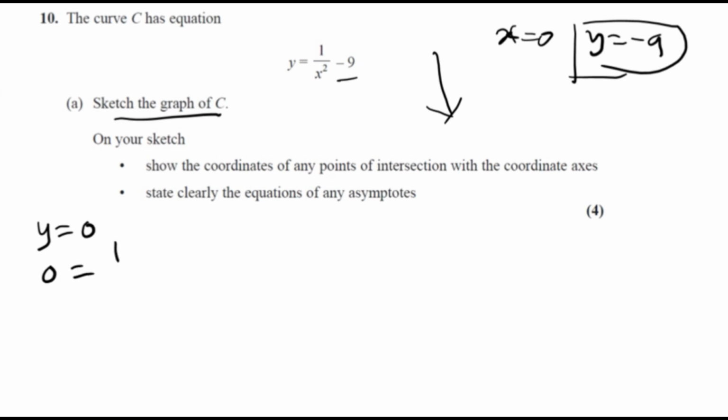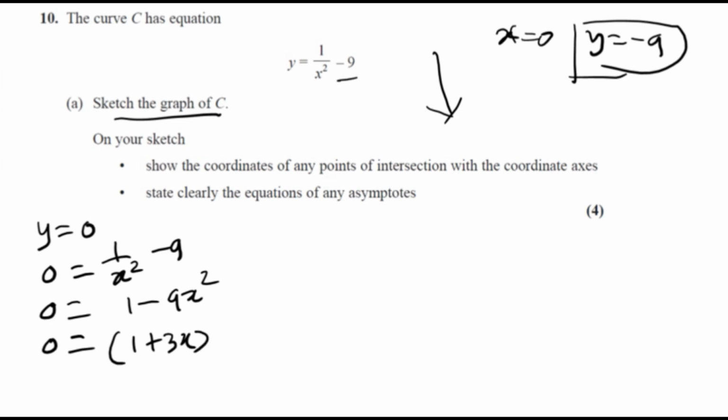So 0 is equal to 1 over x squared minus 9. I am taking an LCM. So 1 minus 9x squared. So 1 plus 3x. This is a difference of two squares we are using here to factorize to find the value of x. So x is equal to 1 over 3 and x is equal to minus 1 over 3. So we are getting these two intersection points.